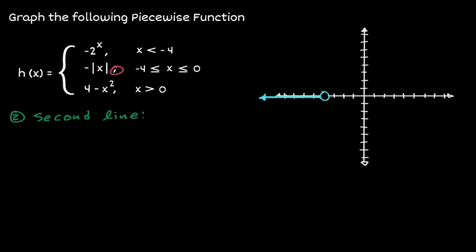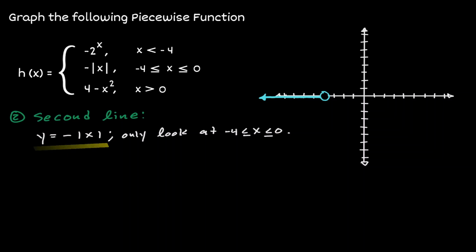In our second line, here we have our comma. The left-hand side of that comma is going to tell us the function that we will consider, which in this case is the function y equals negative absolute value of x. And the right-hand side of that comma is going to tell us the x values that we are going to use, which in this case are those x values between -4 and 0. If we were to graph this function in any graphing calculator, we will obtain the following shape.